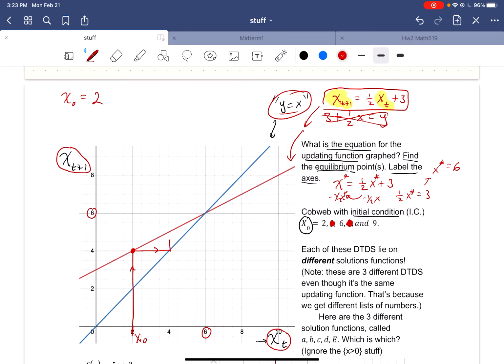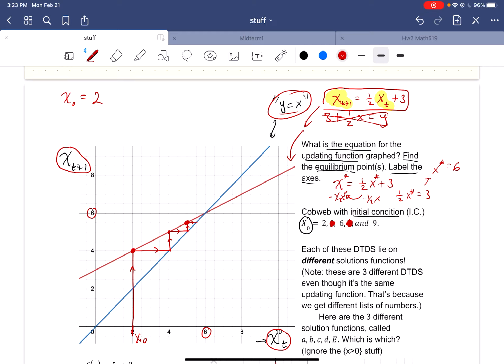So vertical to the updating function, horizontal to y equals x. Vertical to the updating function, horizontal to y equals x. And if you give yourself little arrows, you can see exactly what's happening. We're heading towards this equilibrium point here.